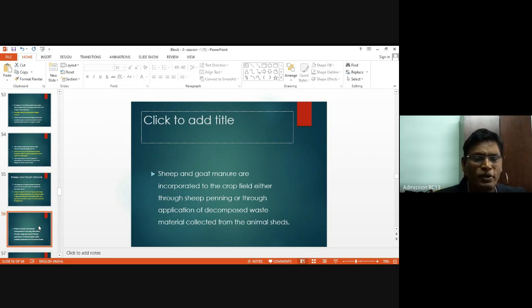And the sheep and goat manure is incorporated into the crop field either through sheep penning or through the application of decomposed waste material collected from the animal sheds.